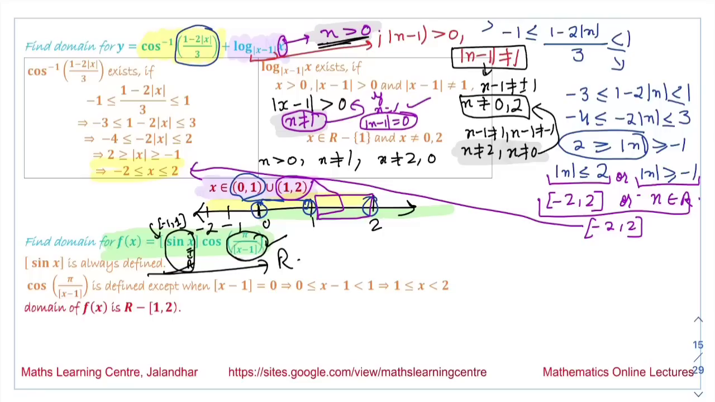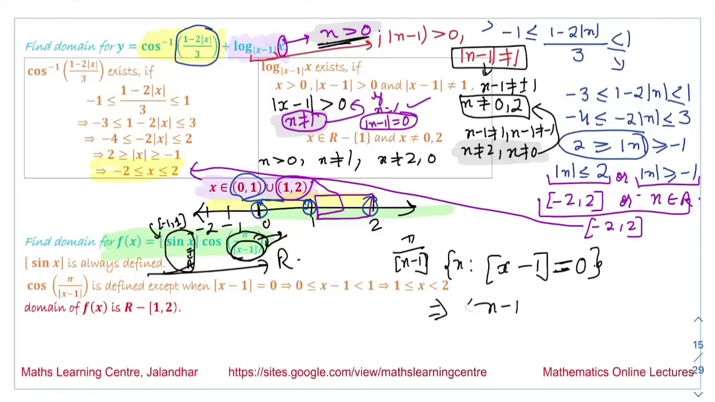Next, what is the problem over here? If this term, that is greatest integer of x minus 1, is 0, then this part, pi over greatest integer of x minus 1, will not be defined. So this should not be equal to 0. So we are interested in the points x such that this value is equal to 0. These are the values when x minus 1 lies between 0 and 1. So this gives us that x is between 1 and 2, with 1 included and 2 not included.